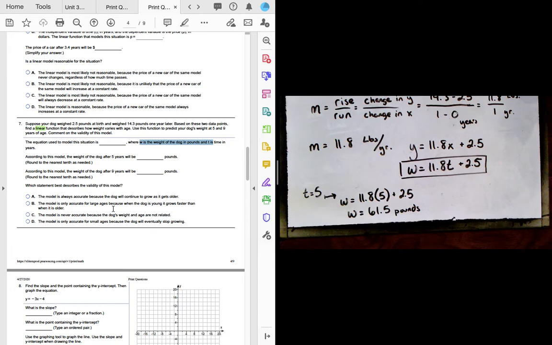But I can tell you right now, it's probably not a very good model. The dog started out at 2.5 pounds and weighed 14.3 pounds later. I would be shocked if this dog ever got bigger than maybe 25 pounds in its life. And according to this, it's already at 60. And if you were to plug in 9, you're going to get something ridiculous like this dog's over 100 pounds. And the dog that started out weighing 2.5 pounds at birth, I doubt was ever going to reach 100 pounds.